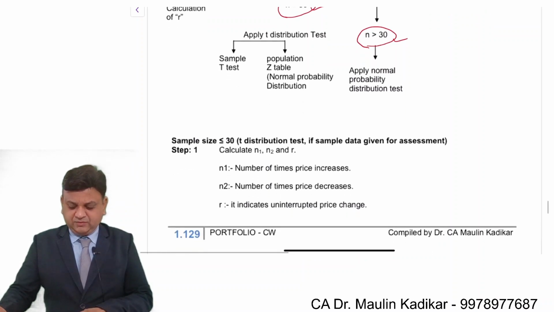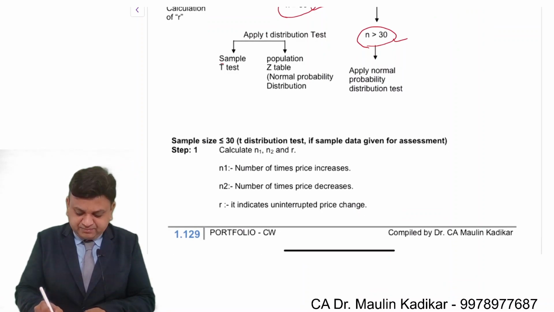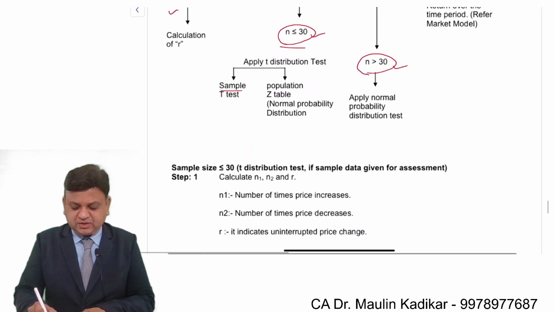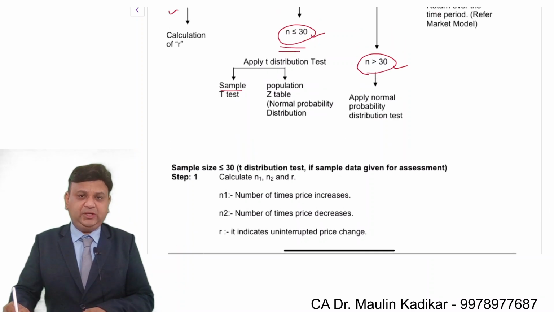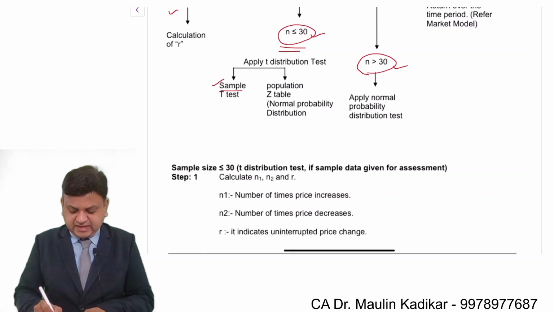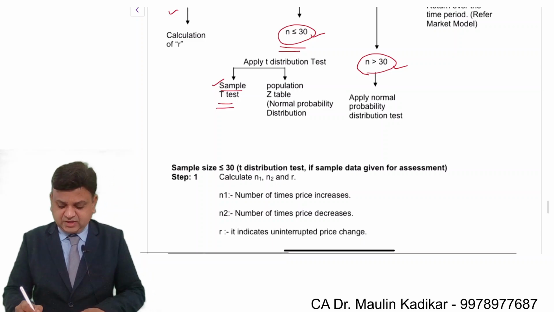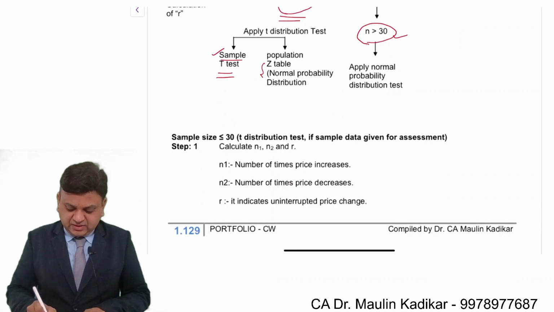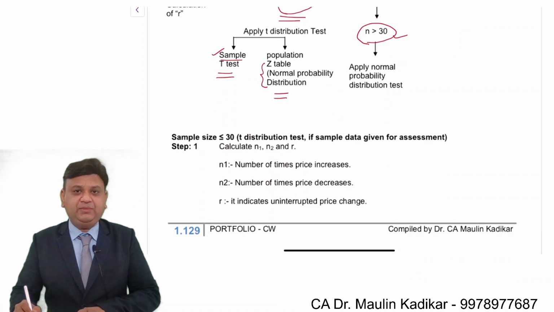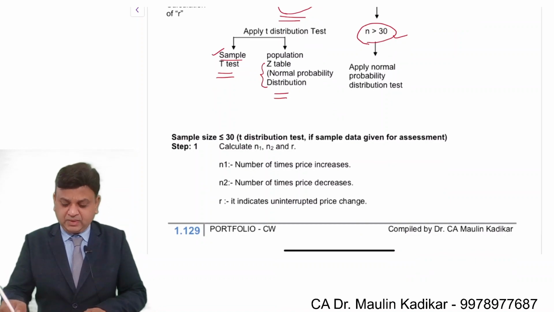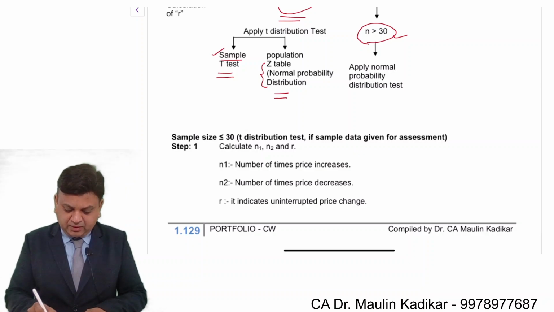Now if we have been provided with sample data, that is, if the number of observations is less than or equal to 30 and sample data is provided for assessment, then in that case we will apply the t-distribution test. Otherwise we are required to apply the Z table, that is the normal probability distribution test, if we have been provided with the population data.